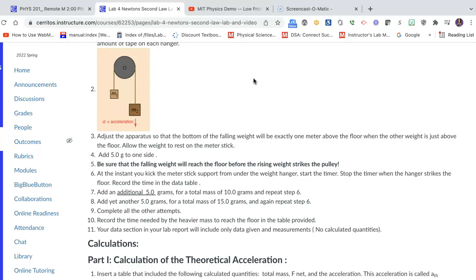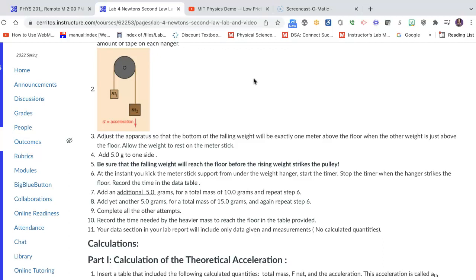Add an additional 5 grams for a total mass of 10 and repeat step 6. Then you're going to repeat adding 5 every time and record the time that is needed. Complete all the other attempts. Record the time needed by the heavier mass to reach the floor in the table provided.